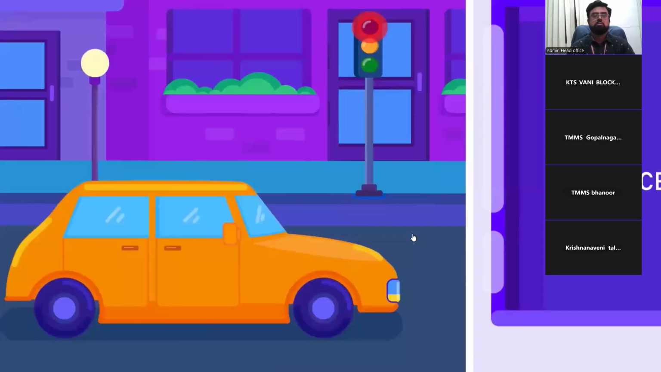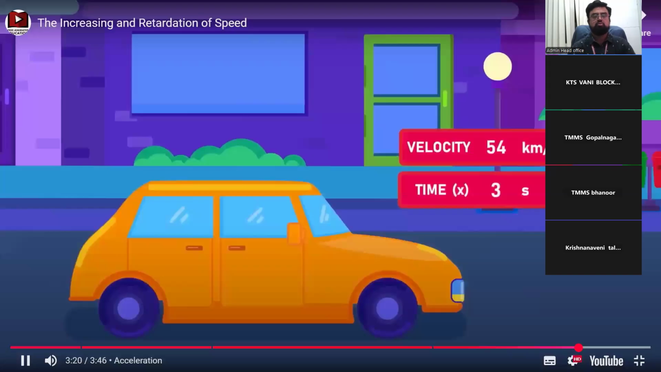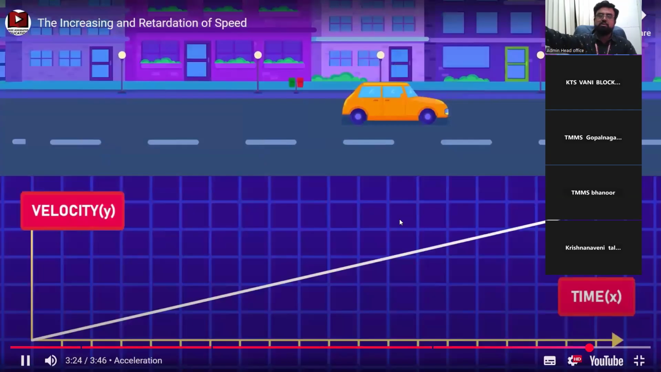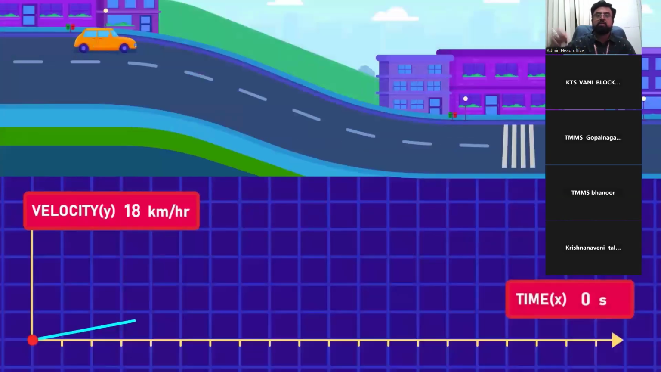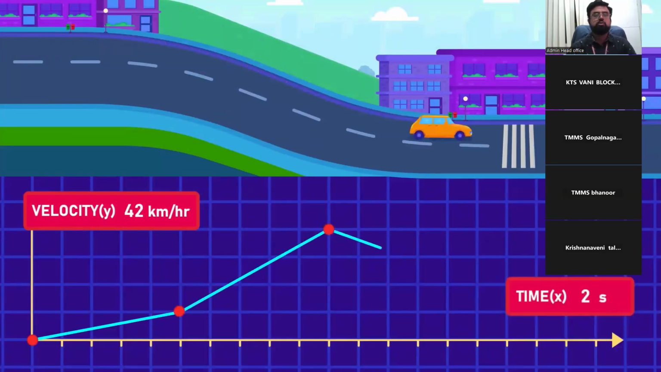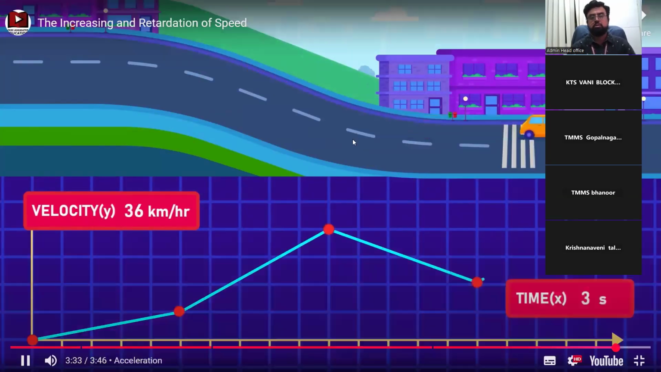If the car is indeed increasing its velocity by 18 kilometers per hour each second, the car undergoes uniform acceleration. But if the car has different changes of velocity each second, for example, a higher increase due to the downhill or slowing due to the speed bump, it is called non-uniform acceleration.